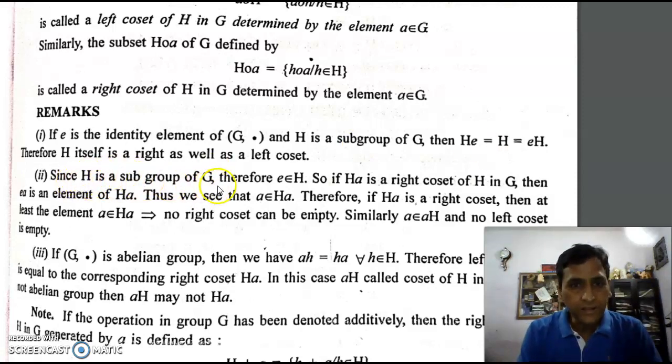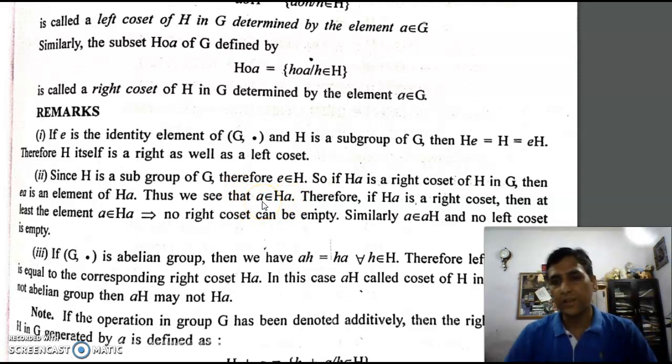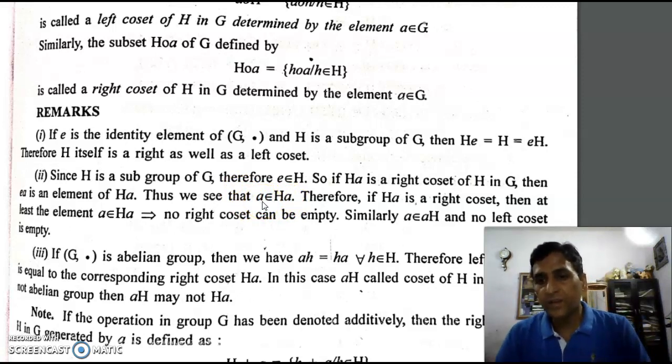Since H is a subgroup of G and e is the identity element in H, Ha is called a right coset of H. We know that H also contains the identity element, so ea is also an element of Ha, right? We see that ea is nothing but a. So this coset Ha always contains the element a. So a coset is not an empty set. It is always non-empty. Similarly, aH also contains a.